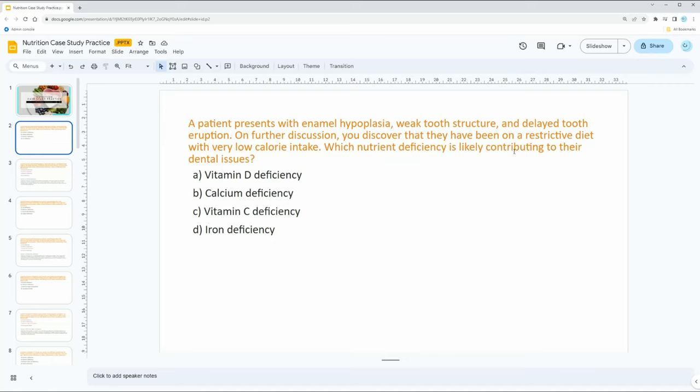A patient presents with enamel hypoplasia, weak tooth structure, and delayed tooth eruption. On further discussion, you discover that they have been on a restrictive diet with very low calorie intake. Which nutrient deficiency is likely contributing to their dental issues?